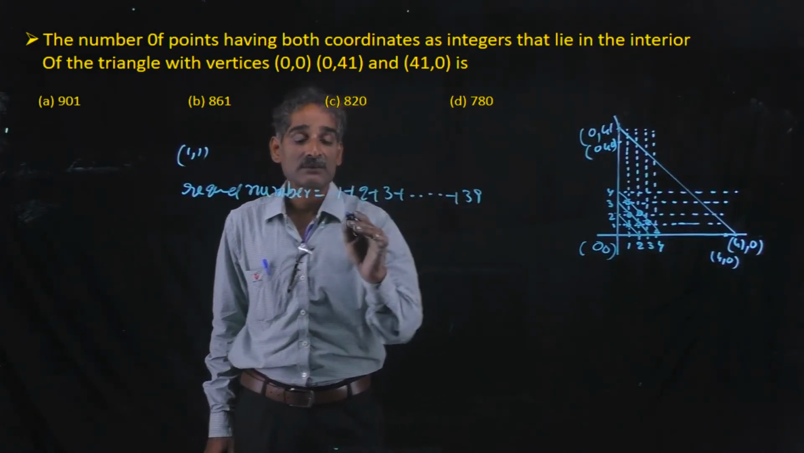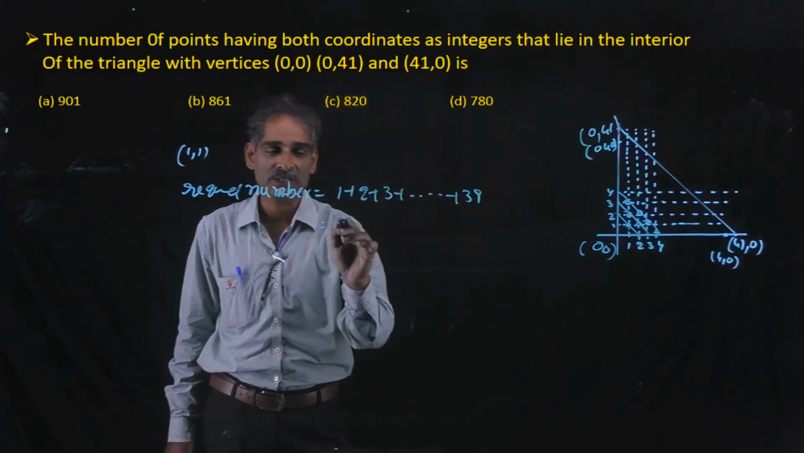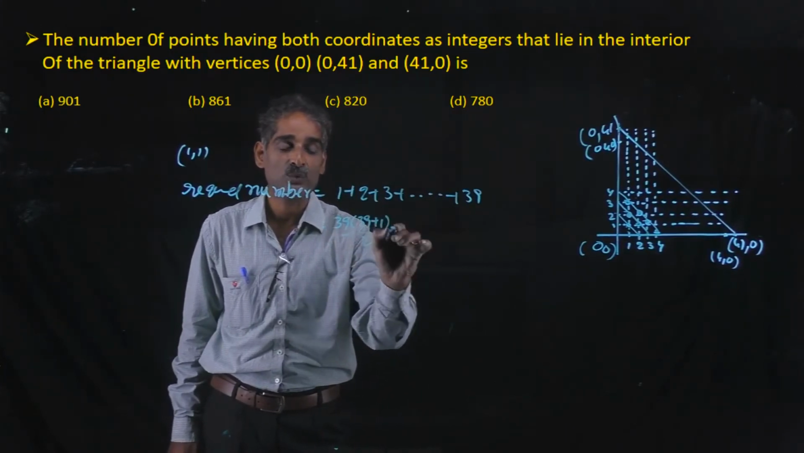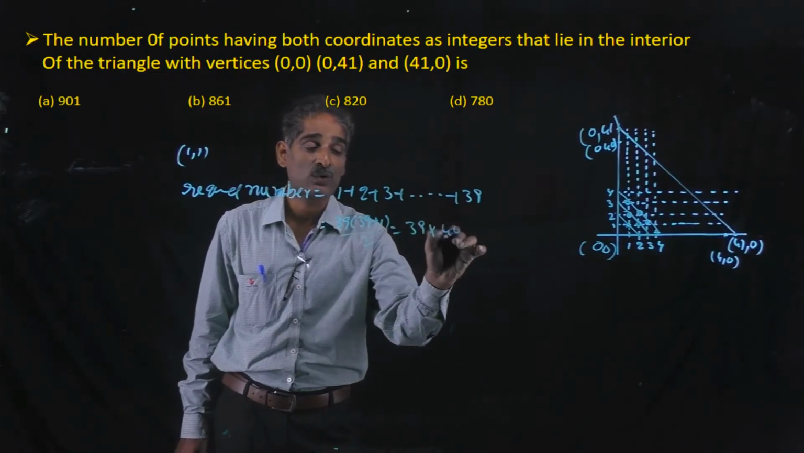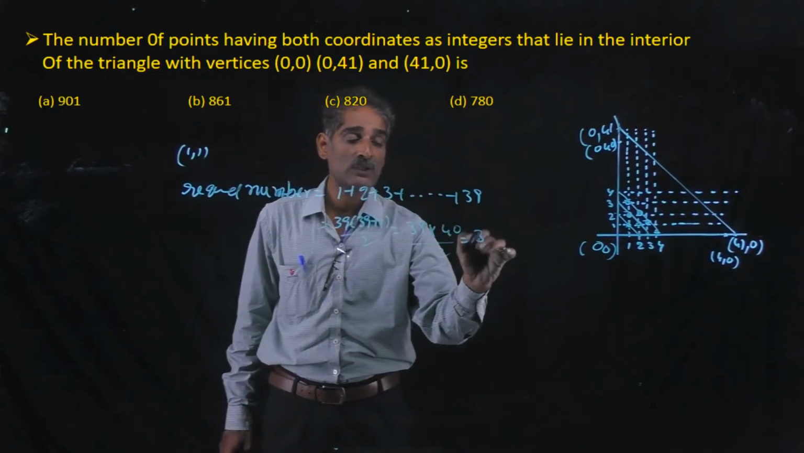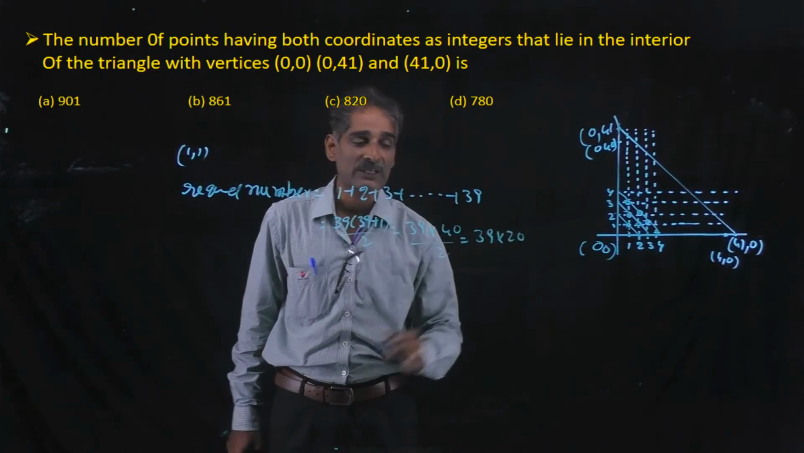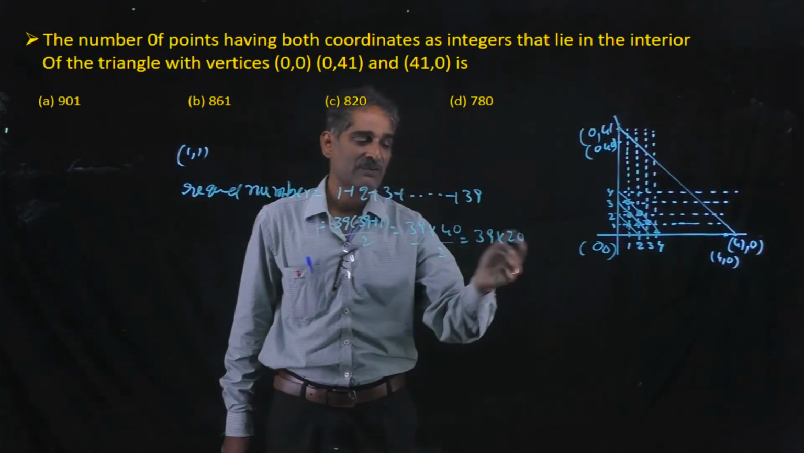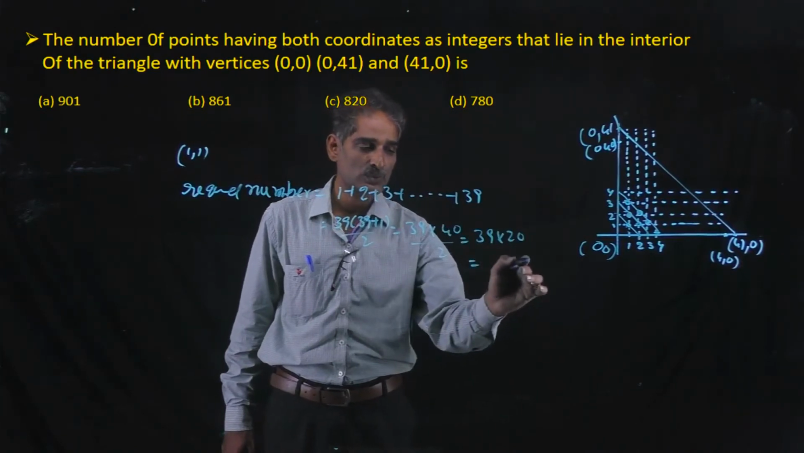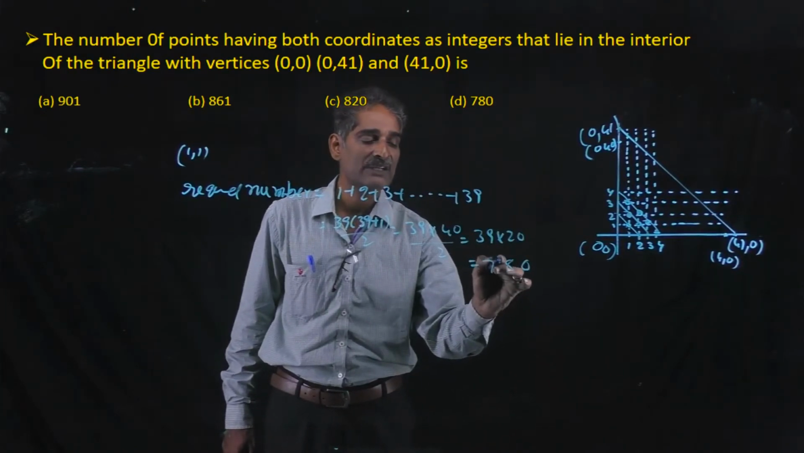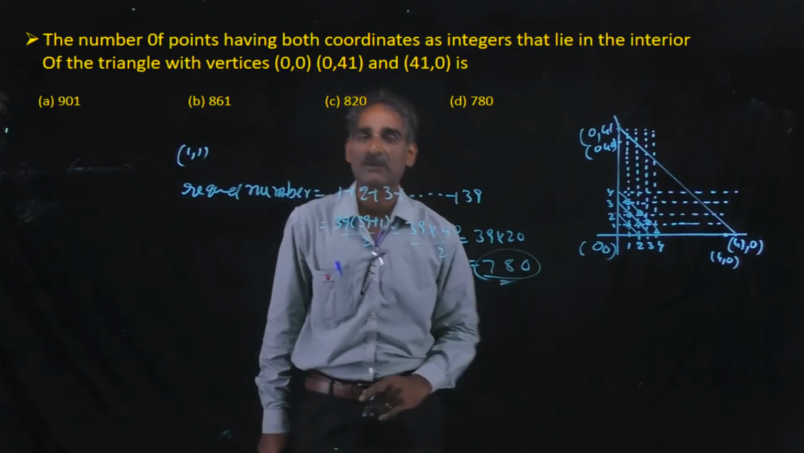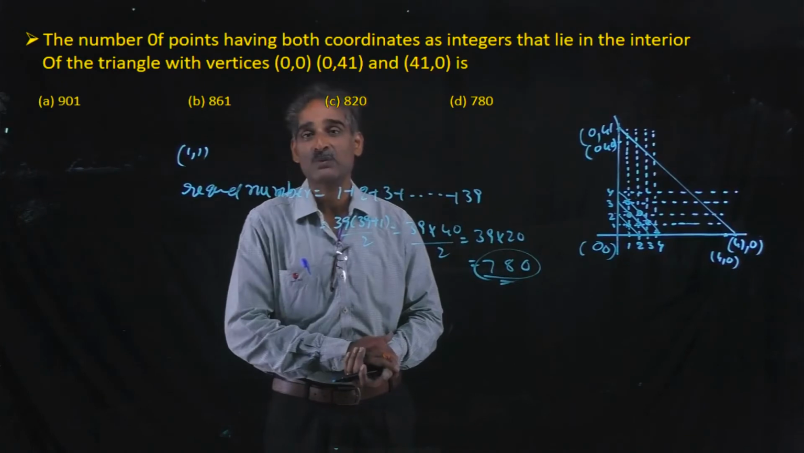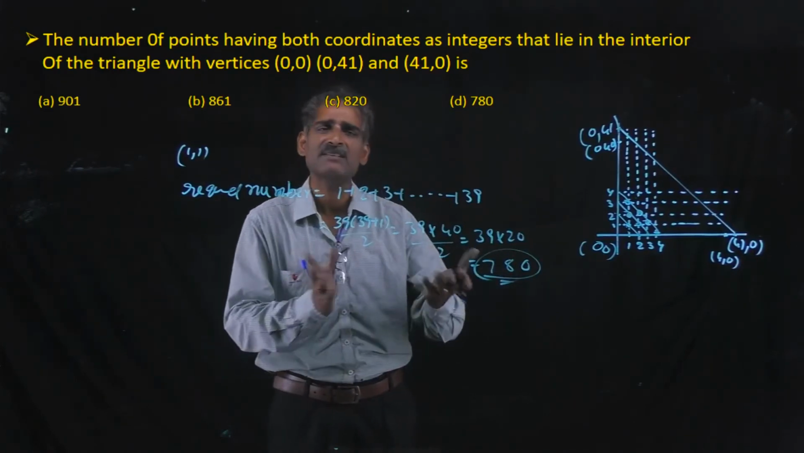So the sum of 39 terms, that means n into n plus 1 by 2, that means 39 into 40 by 2, that is equal to 39 into 20, 2 into 39, understand? 78, 780, that is equal to 780. This is the required number. So by using the combination formulas also we can find it out, but I think this is a better method.